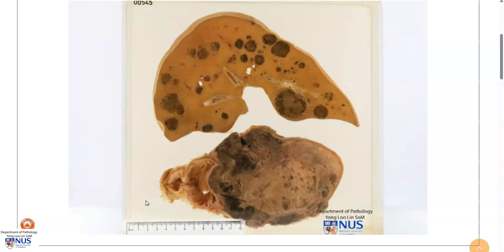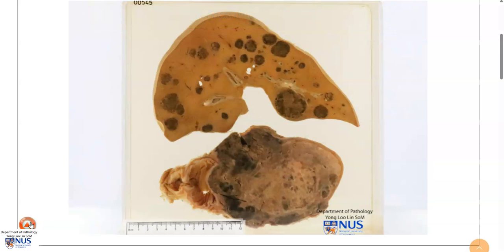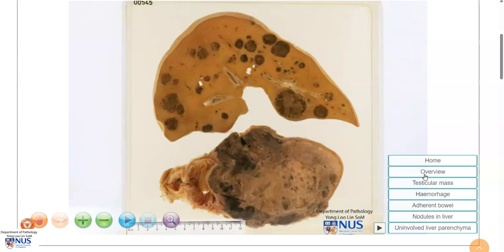Hello, this is a virtual pathology specimen taken from our virtual pathology museum, and here is an example of a choriocarcinoma involving the testis. We can see a very enlarged testis here, and also metastatic choriocarcinoma in the liver. Let's take a look at the annotations.